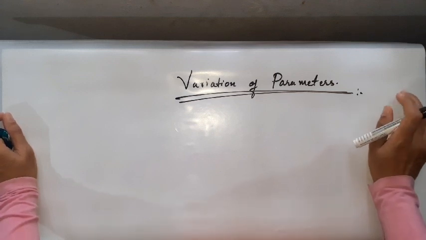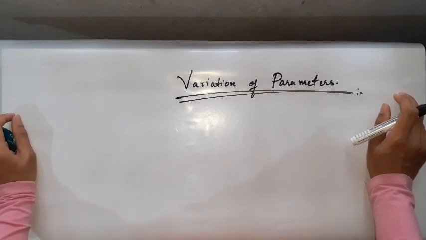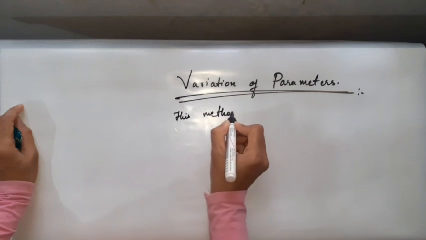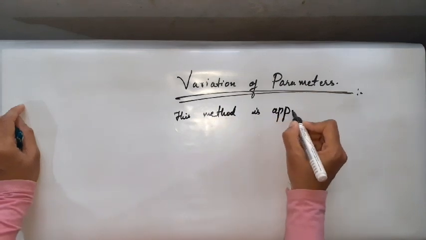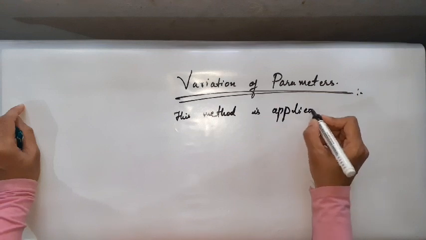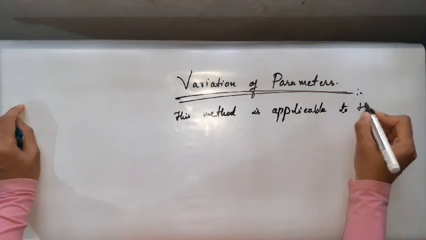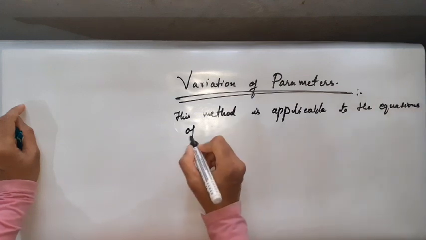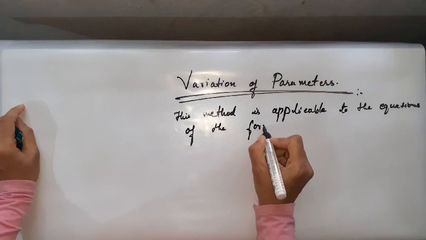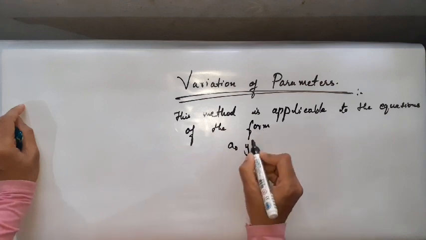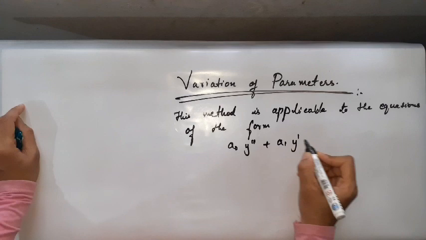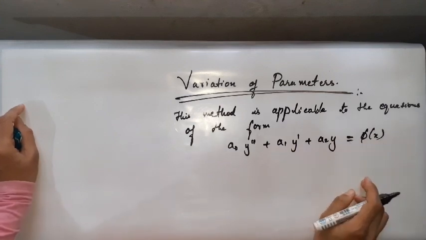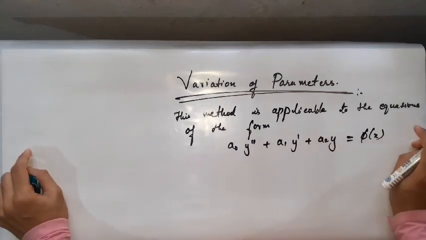This method is only applicable to equations of the form a naught y double dash plus a1 y dash plus a2 y is equal to phi of x. That is, clearly you can see that I have written a second order linear differential equation.